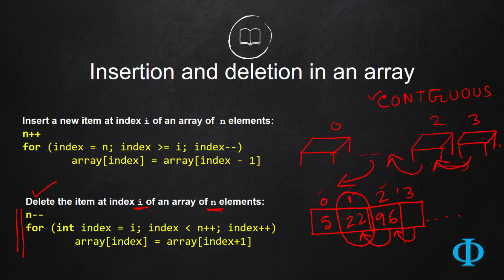Now we are going to understand how another data structure called a linked list can make this process more efficient, how it can eliminate the need for right shift or left shift, and make the process of insertion and deletion in a list more efficient compared to an array.